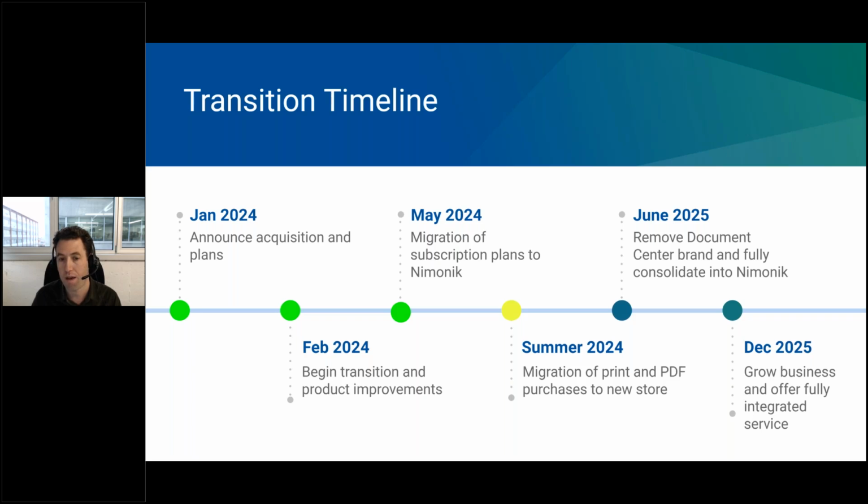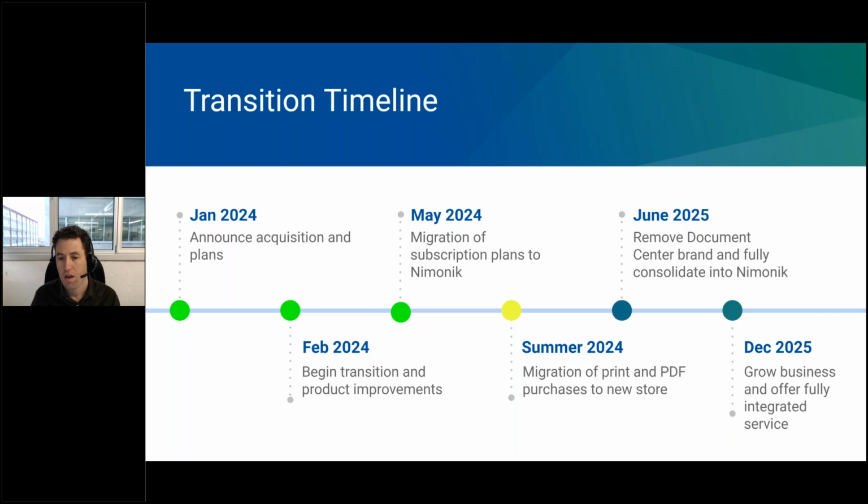And we're really happy to announce that that was completed ahead of schedule. It was originally targeting the end of May, and we did that transition at the end of April. So our teams have been working just full speed ahead on that. And so now all of Document Center's customers that were subscribed to standards are getting their standards through the Nimonik platform.